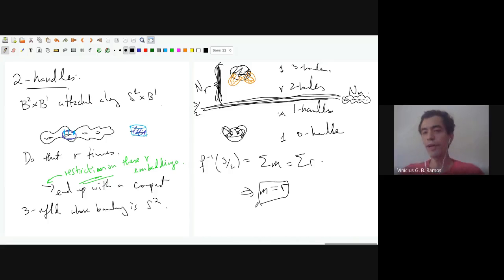Okay, so the number of 1 handles has to be the same as the number of 2 handles. Okay, so that's one interesting requirement.